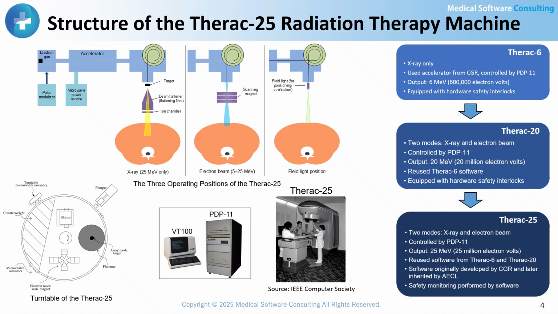Initially, the Therac 6 was an X-ray-only machine that incorporated hardware-based safety features. Later, the Therac 20 introduced 2 modes, X-rays and electron beams. It included an independent protective circuit to monitor scanned electron beams and mechanical interlocks to ensure safe operation. However, in the case of the Therac 25, the designers relied on the presumed superiority of computer control. They removed many of the hardware safety mechanisms and interlocks, attempting instead to implement safety functions purely through software.